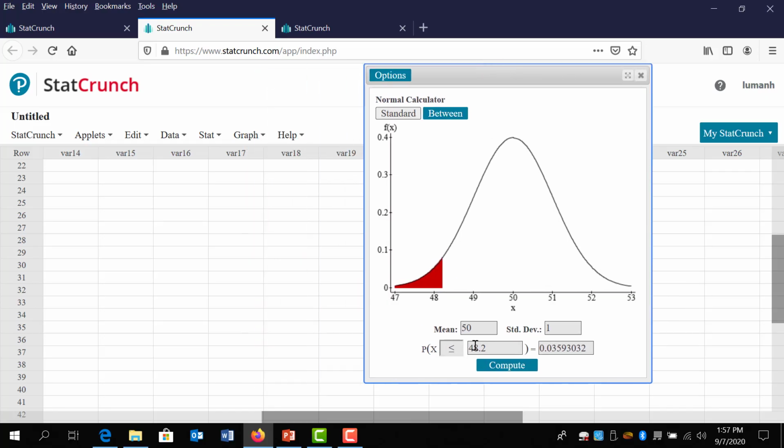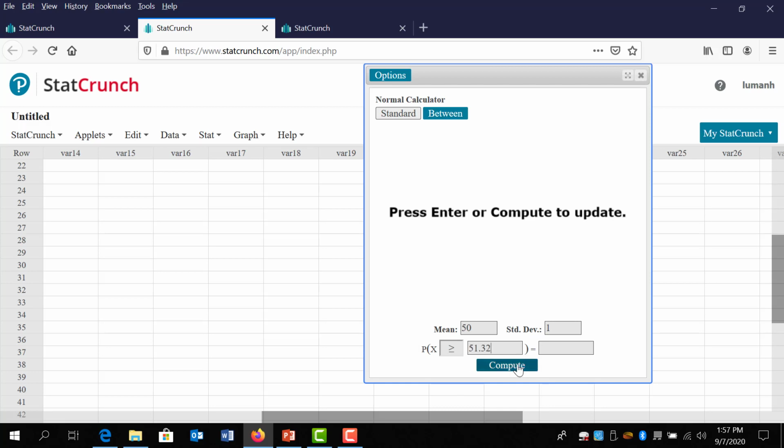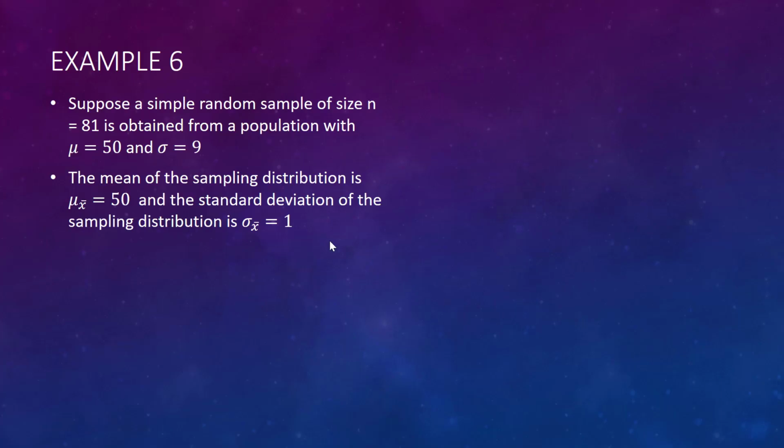So now we're back in StatCrunch. The mean and standard deviation are not going to change. What is going to change is our greater than or equal to sign and this value right here. So we hit compute, and it looks like the area to the right of this line is about 9%. So this is the third part of our problem.